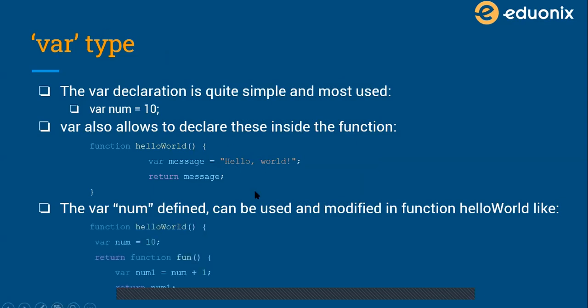Okay, so the main focus of var is that it has function scope. So anything that you create within a function, if you create a message variable within the function, and you create that outside of the function as well, now these two message variables will be completely separate. Okay, so there's your function scope.